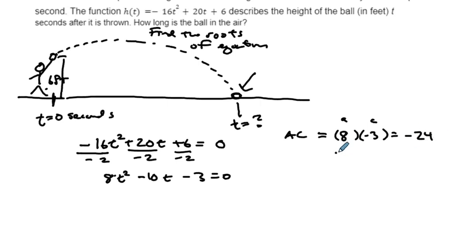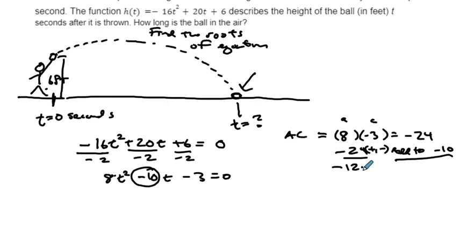-24. And so now I want to see, are there two factors of -24 that add up to -10, right? They're going to multiply to get -24 and add to -10. Well, we're in luck, because we know one's going to be positive and one's going to be negative, because we have a negative result. And we can use -12 and 2, right?